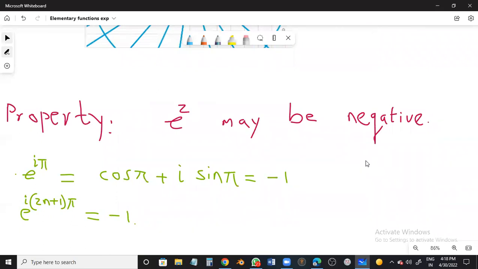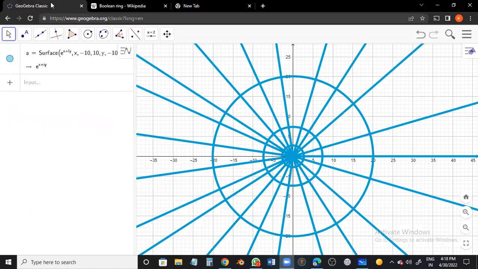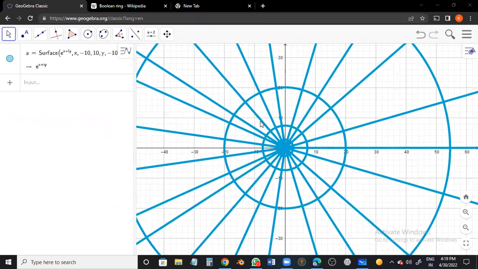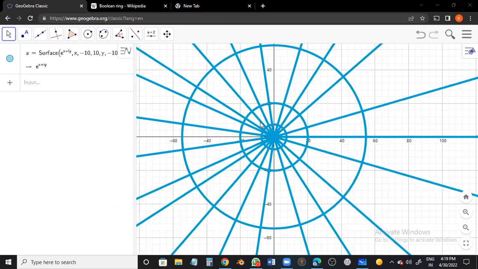For functions of real variables, you'll never get e raised to x to be negative. But e raised to z goes negative. It goes in both the quadrants. So I would like to help you with GeoGebra Classic as I have shown here. What you observe is that circles are produced again and again. So e raised to z is a kind of periodic function.